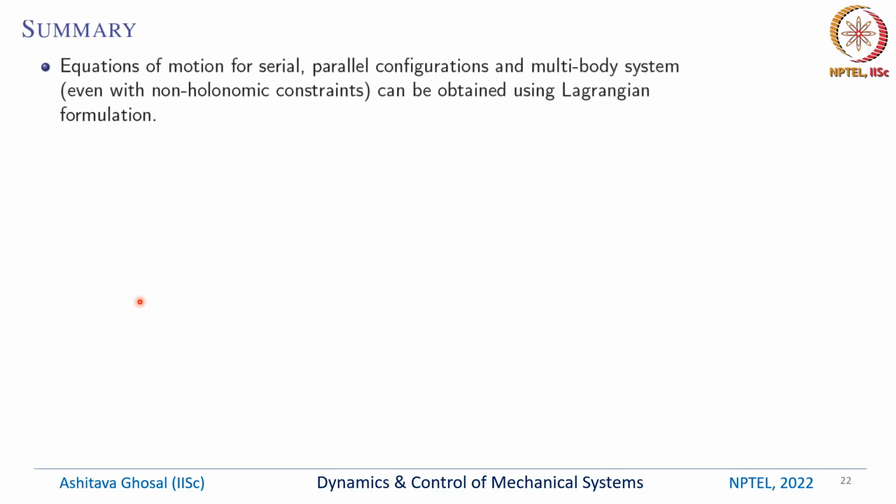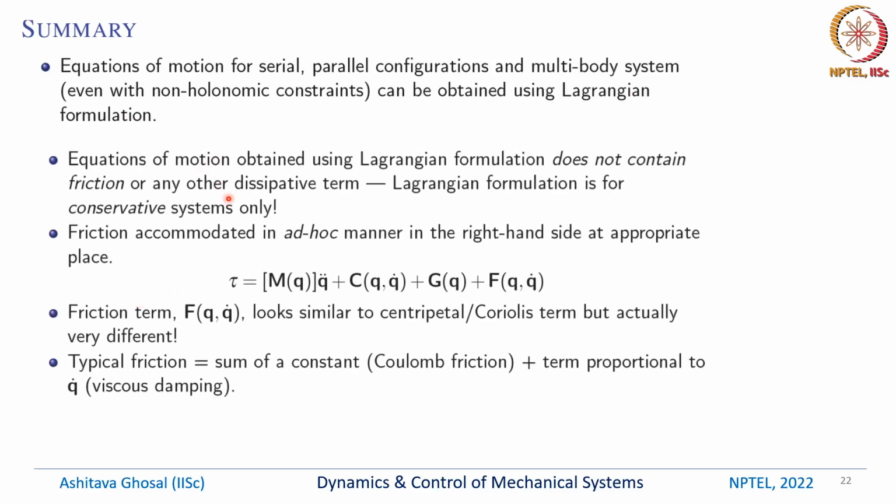So in summary, the equations of motion for a serial or a parallel configuration and multi-body system, even with non-holonomic constraints, can be obtained using the Lagrangian formulation. The equations of motion obtained using the Lagrangian formulation do not contain friction or any other dissipative term. The Lagrangian formulation is for conservative systems only. However, in any mechanical system we have friction, and how do you accommodate that? We just add it in an ad hoc manner.